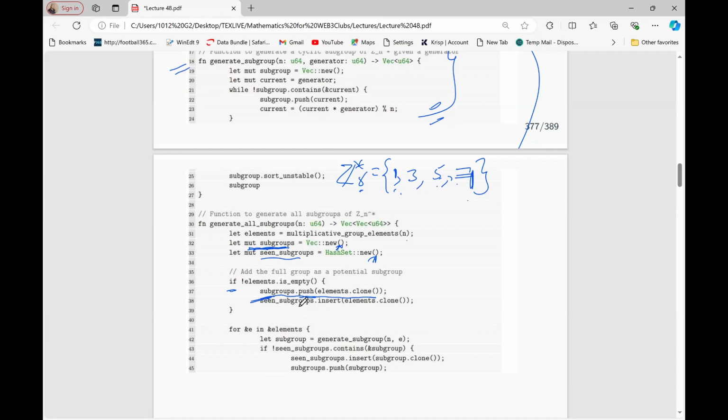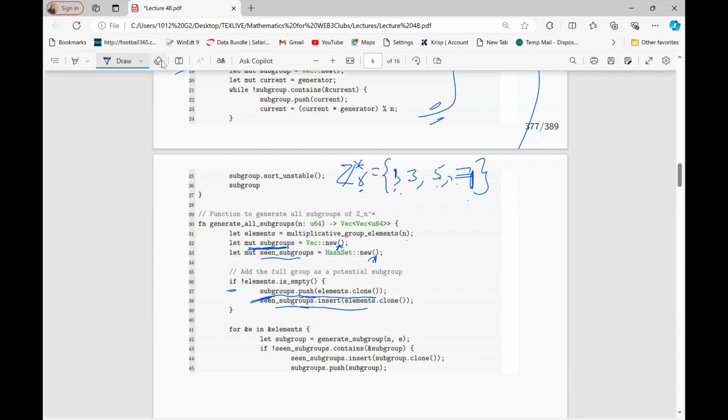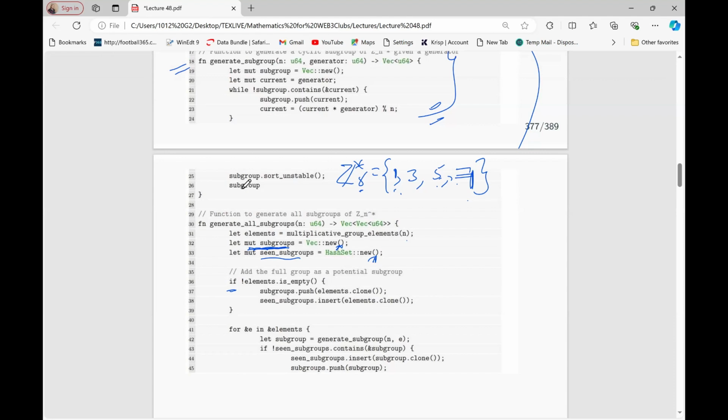So this is what it has said here. You're pushing it to the subgroups, and then you're also pushing it to the scene subgroups. If the elements is not empty, you push those elements to the subgroup and then to the scene subgroup. So you're pushing it here and also pushing it there. Is that okay? Good. And it's going there as a subgroup. The subgroup that is the whole group. The whole group is going there.